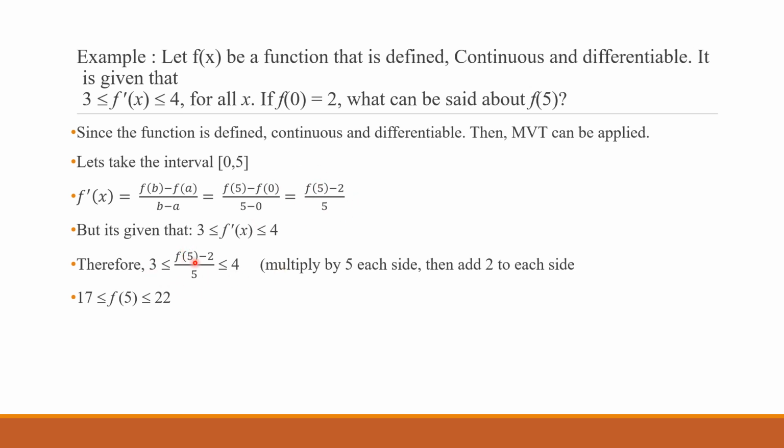Alright, I just need f of 5. So what can I do? I will multiply all of them by 5. I will get rid of the 5 here, and then I will add 2 to all of the sides, and I'll be left with f of 5 is greater than or equal to 17, but less than 22. This is what can be said about f of 5 using the mean value theorem.